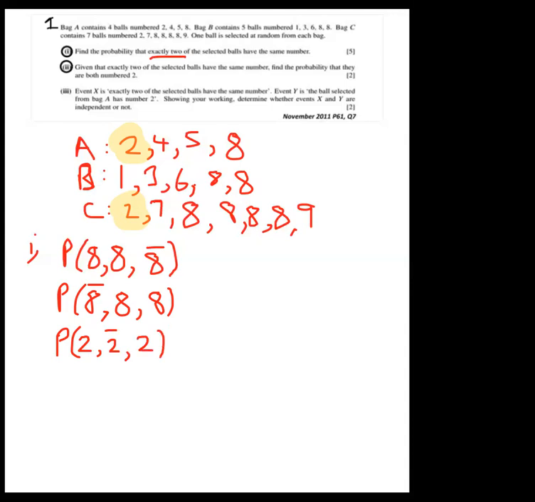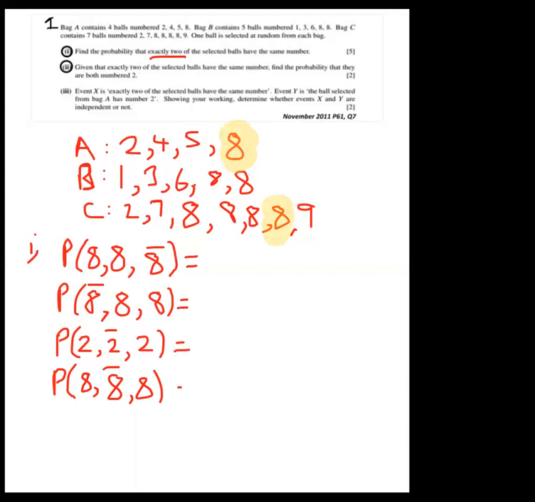And then the fourth possibility will be if bag A has 8 and bag C has 8, but bag B does not have 8. So bag A has 8, bag B does not have 8, and bag C has 8. So these are the only 4 possibilities in which we can get exactly 2 balls with the same number. So we'll find the probabilities for each of them and then add them all together to find the total probability.